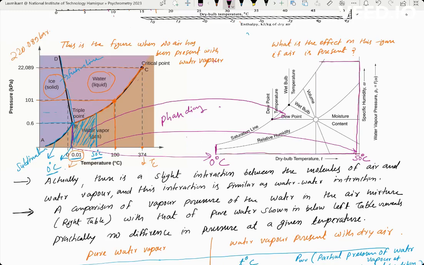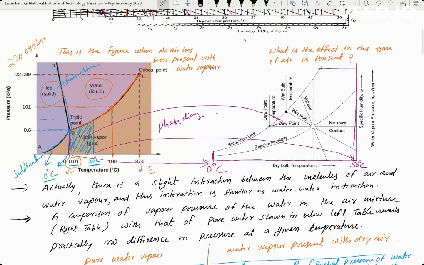We'll work between 0 degrees Celsius and 50 degrees Celsius. Similarly, the vapor pressure will correspond to these 50 degrees Celsius and 0 degrees Celsius. Here one question is written: this is the figure when no air is present with the water vapor.